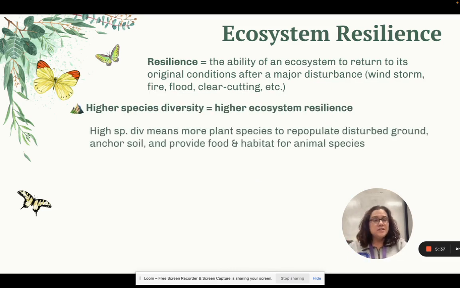So basically, all of this is coming back to ecosystem resilience. How resilient is an ecosystem? What is its ability to get back to its original state after some sort of disturbance? Generally, higher species diversity means higher ecosystem resilience. There are more plant species to repopulate, your soil is going to be better anchored and more nutrient rich, and we're going to provide more food and habitat for the animals as they come back.